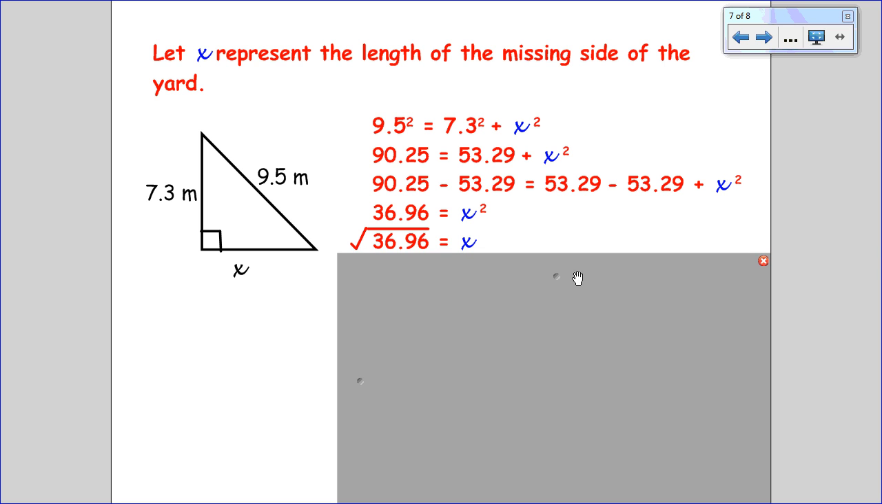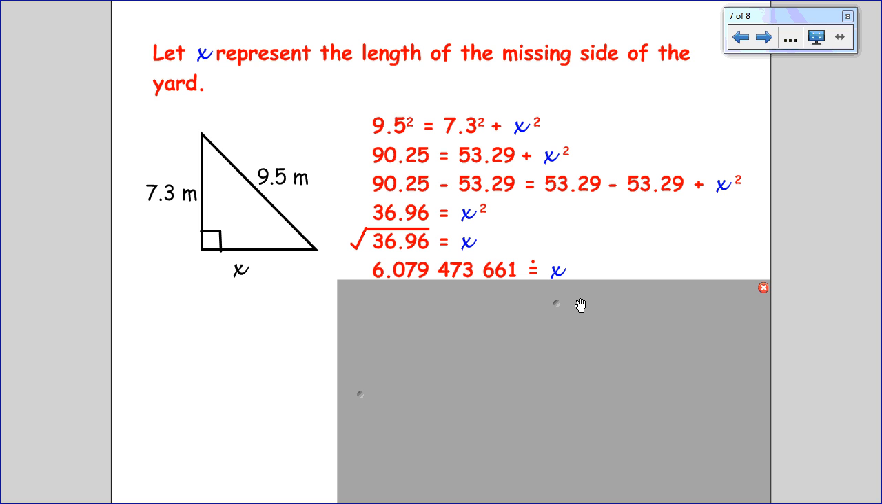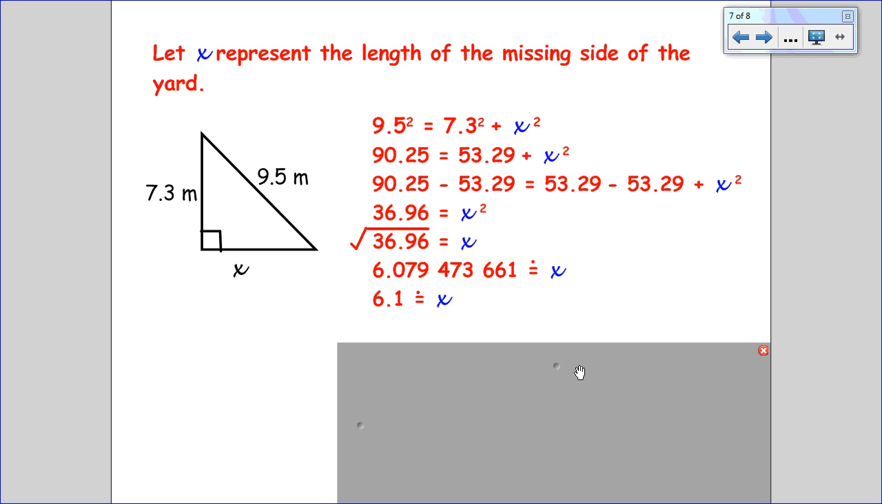And we can take the square root of both sides to solve for x, and we get x is approximately equal to 6.079473661. And you'll notice right here there's a dot above the equal sign to indicate that it's a rounded value. And we end up with x is approximately 6.1.